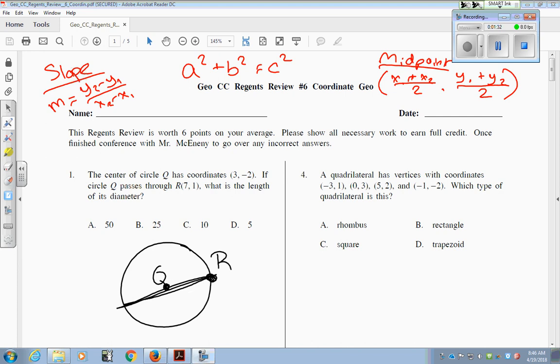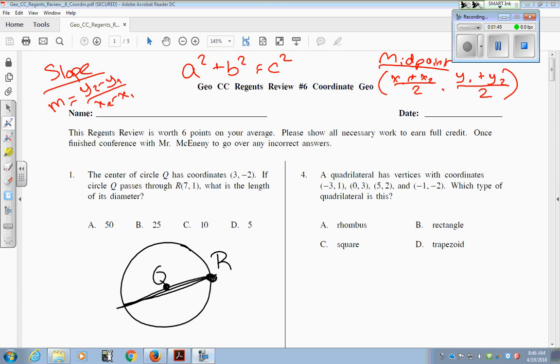R is a point 7,1. What is the length of its diameter? So if R is on the circle, okay, then we're basically trying to figure out the diameter, and finding the distance between Q and R will give us a radius. So what we'll need to do later is double that.